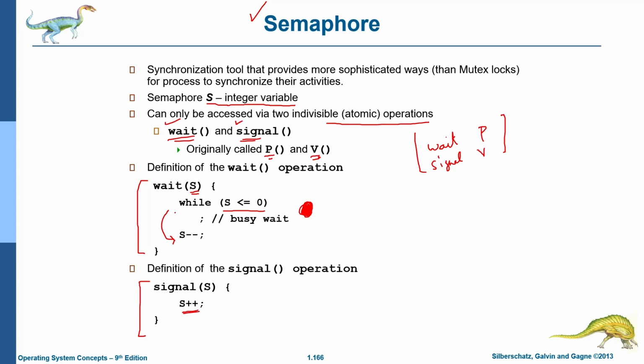Yes, sir. Okay. So that is a binary semaphore. What I talked about is a binary semaphore, where S can only take on values 0 and 1. If it is 1, someone can wait and make it 0, and someone can signal and make it 1. This is a binary semaphore. Then there are also counting semaphores.